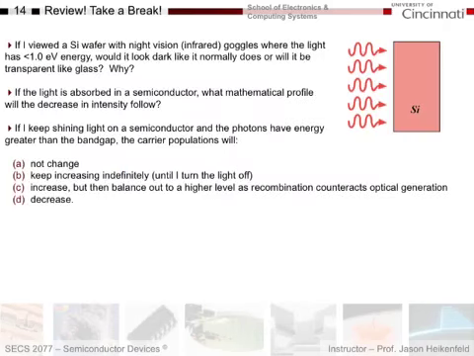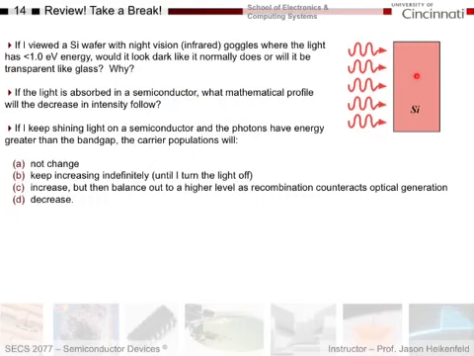Okay, at this point you can take a break, but do this quick review before you do take a break. If I viewed a silicon wafer with night vision goggles where the light has less than 1.0 eV energy, would it look dark like it normally does, or will it be transparent like glass? You should be able to answer this. If the light is absorbed in a semiconductor, what's the mathematical profile that the intensity follows in terms of how it decreases? That's very simple, we just covered that.